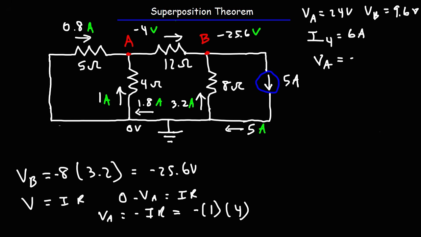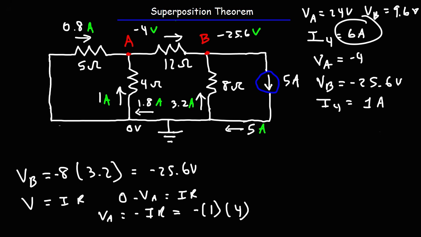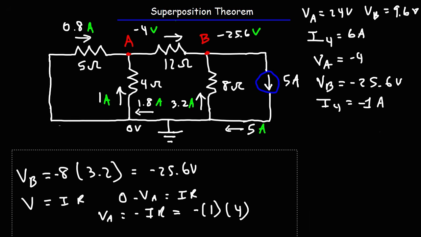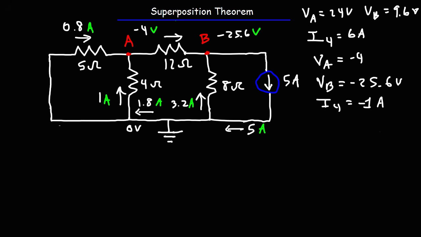The potential at A is negative 4 volts. The potential at B, which I need to write here, is negative 25.6 volts. And the current flowing through the 4 ohm resistor is 1 amp. But notice that the direction is opposite to the direction in the first part of the problem. The current was going this way, it was 6 amps. But now the current's going in the other direction. So we're going to say that it's negative 1 amp, since it's going in the opposite direction to where it was going in the first part of the problem.